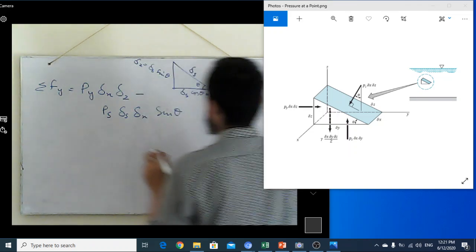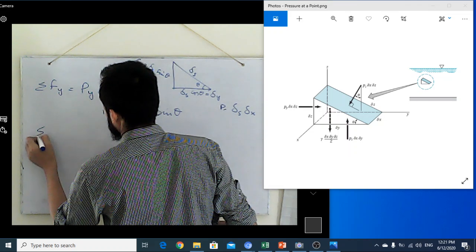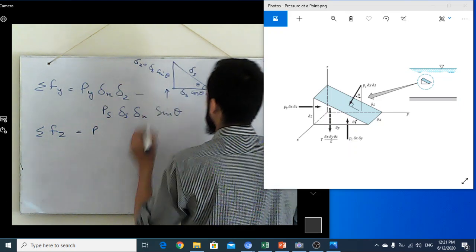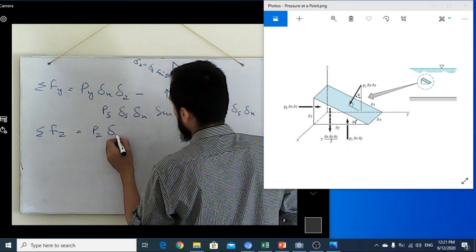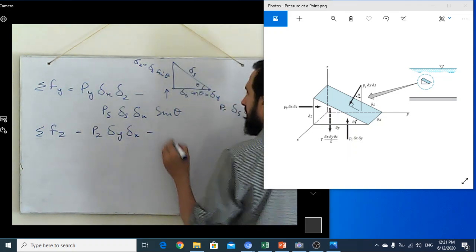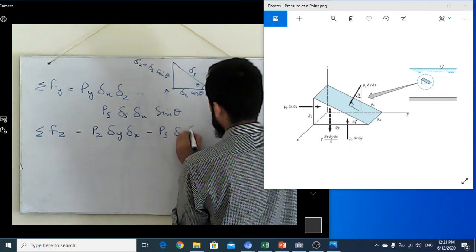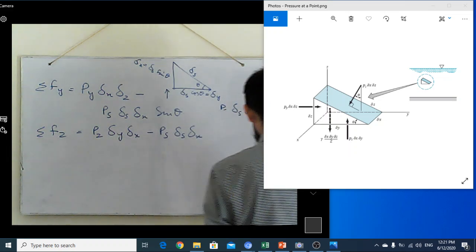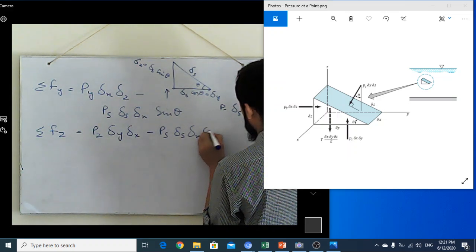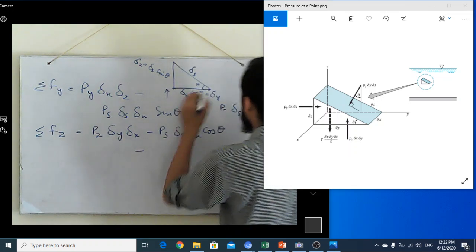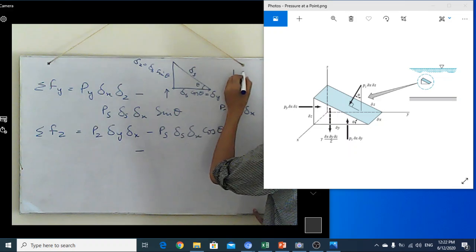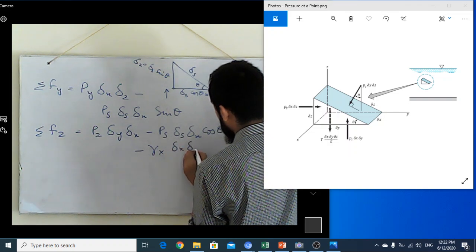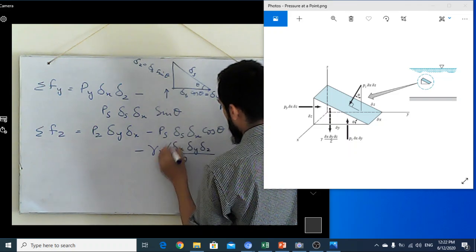On the other hand, we can say that along the z-axis, Pz has its positive direction upward, and it is acting along delta y and delta x, minus PS delta S and delta x with its cos component, that means cos theta, and definitely the weight which was acting downward, which we can reduce to the specific weight multiplied by the volume of the body, which is equal to this.